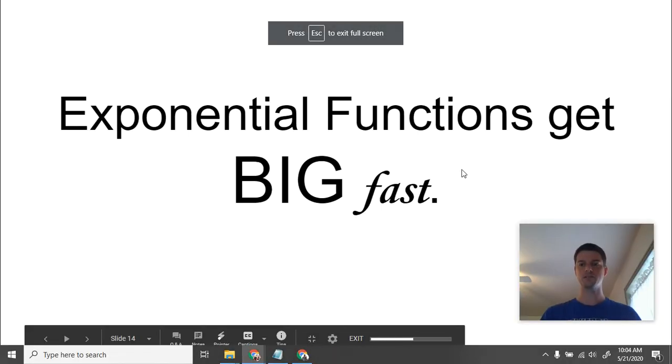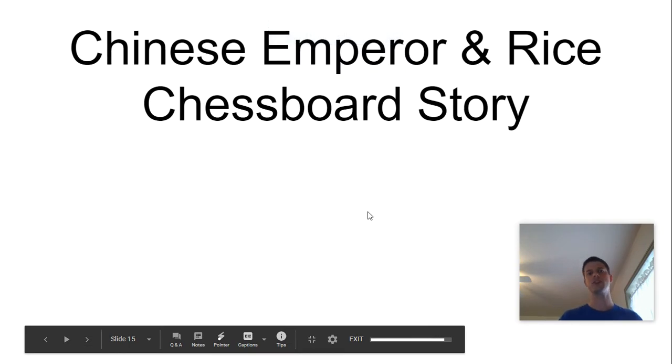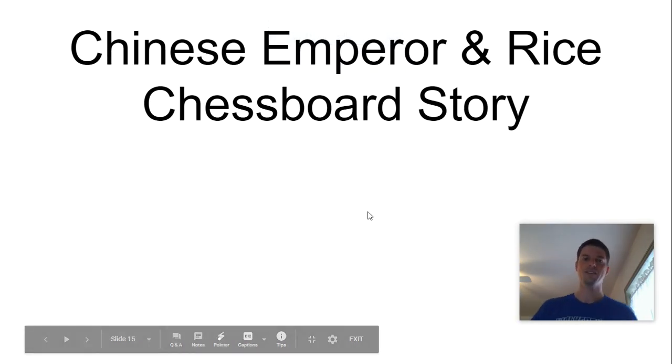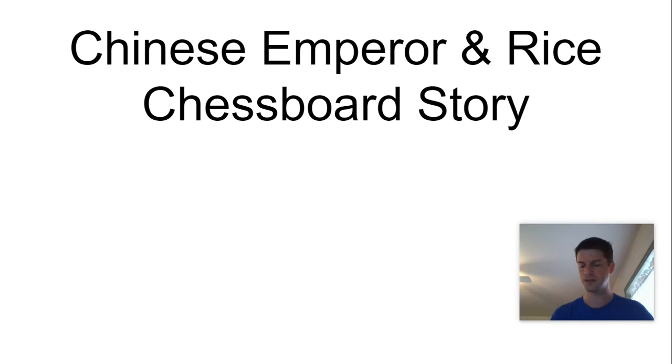Let me tell you another story, okay? This is the Chinese emperor and rice chessboard story. So in ancient China, there was an emperor, and the emperor, let's say, had a daughter who was in grave danger, and a poor farmer went and saved the daughter. Yay! So the emperor said, I will give you whatever you want. You know, half the kingdom can be yours.